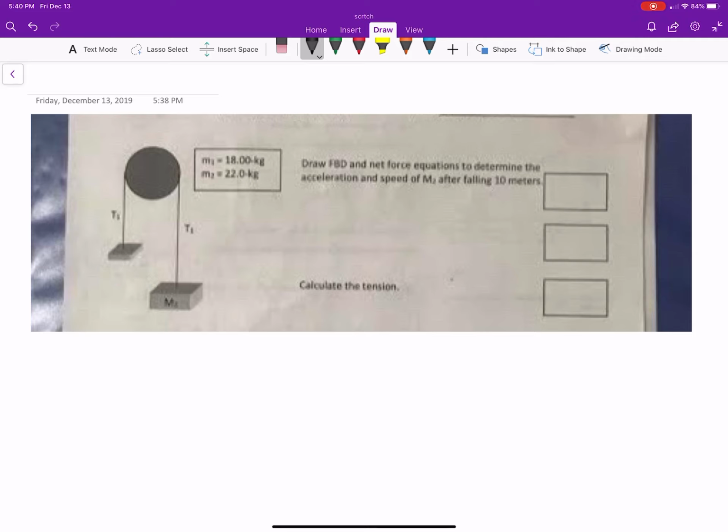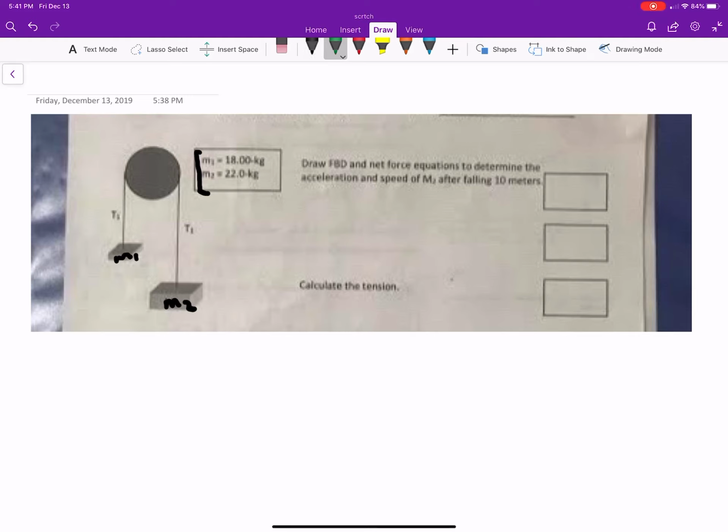So basically, I know the image isn't great, but we have this pulley system, and we have these two masses, mass 1, mass 2, which are given over here. And basically what it wants us to do is find the acceleration and the speed of mass 2 after 10 meters.